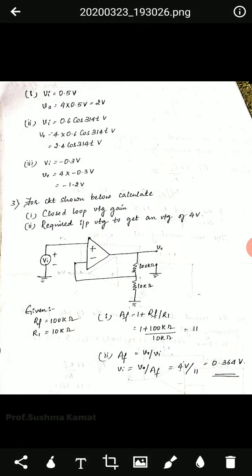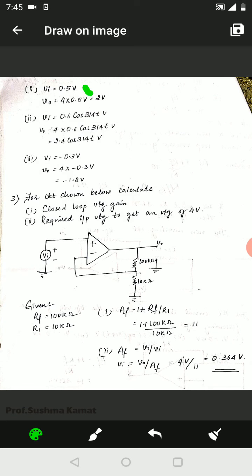So what are the different values for Vi given? The first value for Vi given is 0.5 volts. So what is the formula? V0 is equal to Vi into AF. So what is the value for Vi? 0.5 volts. What is the value for AF? 4. So 4 into 0.5 volts will give us 2 volts, which is the answer.